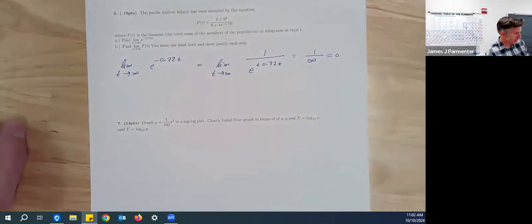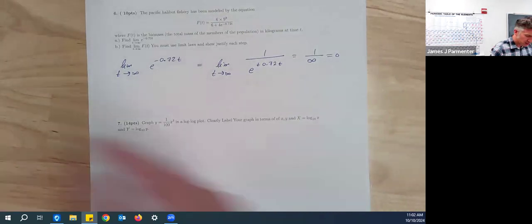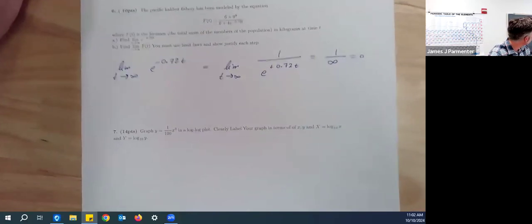Okay, part B, and this is a smart way of asking this question, I think, because what they really wanted to ask you was the limit of the entire function. But they first made you think about what that one piece of it was doing, because that's kind of the harder piece. So put it here.